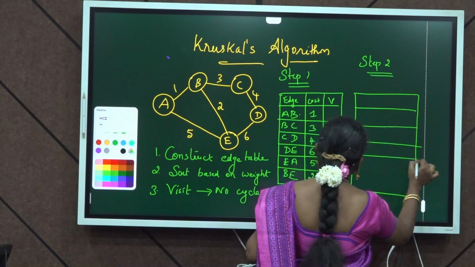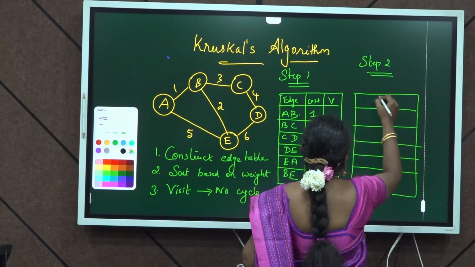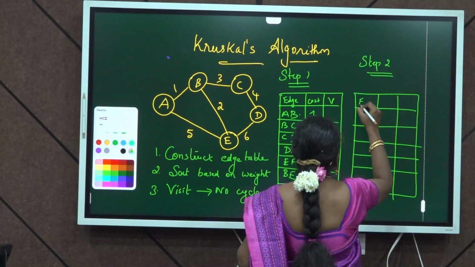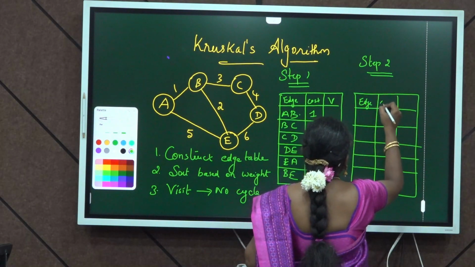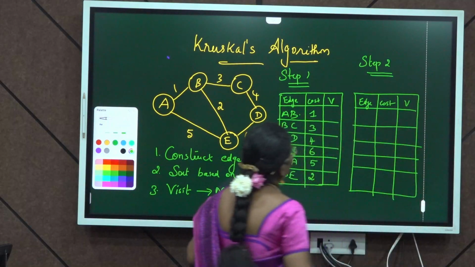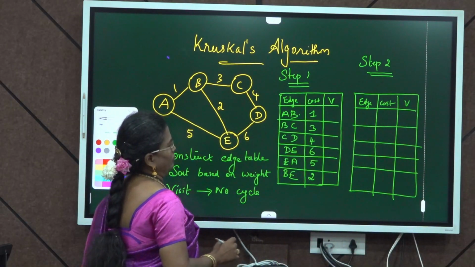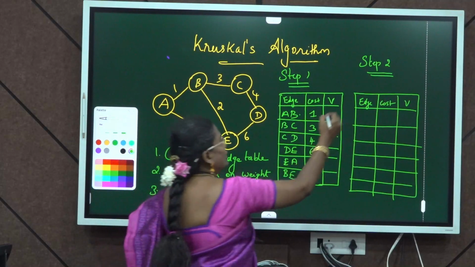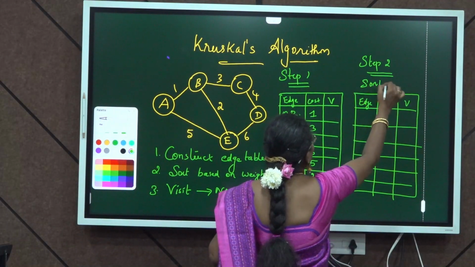So let me sort this edge, and this is going to tell about cost, and this is going to tell about visited. Okay, so this is a sorting step.